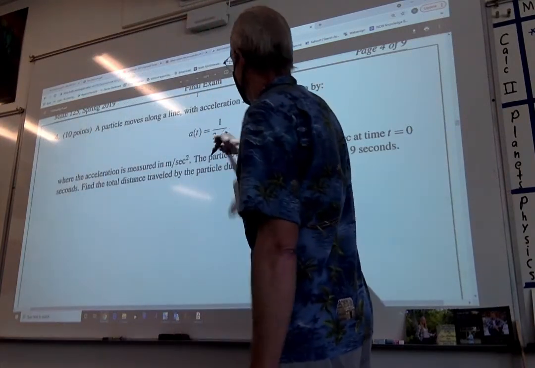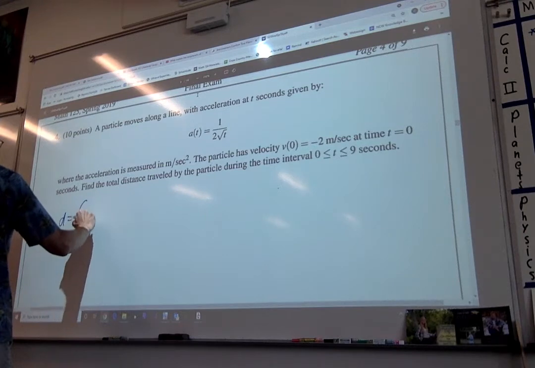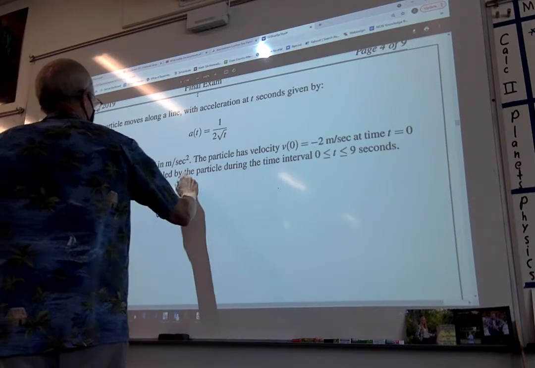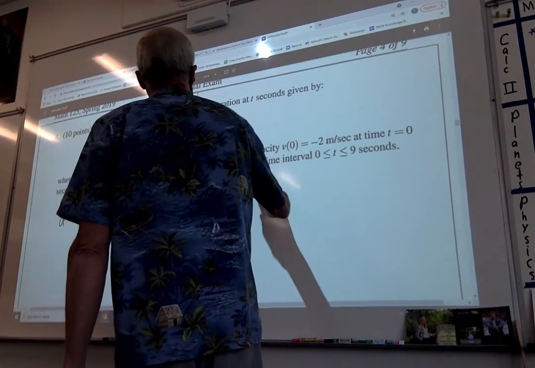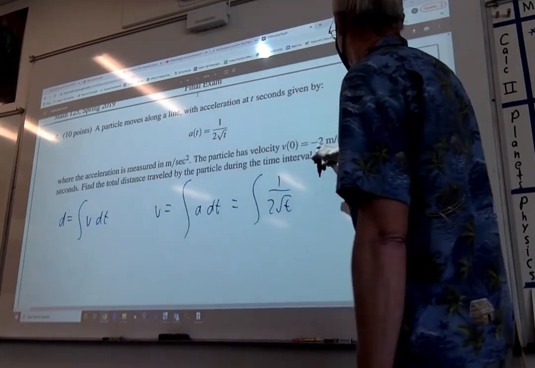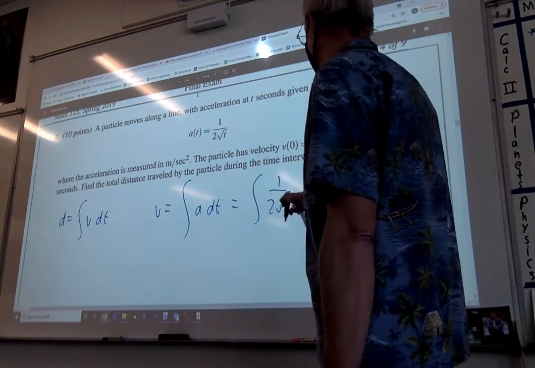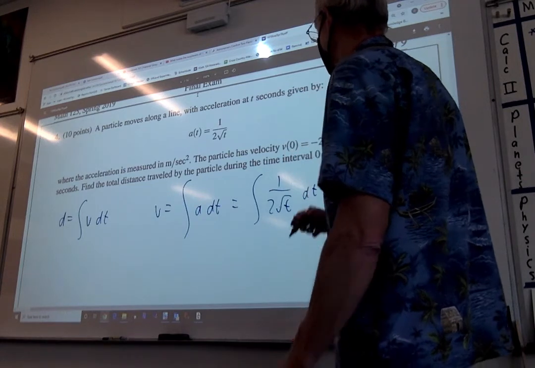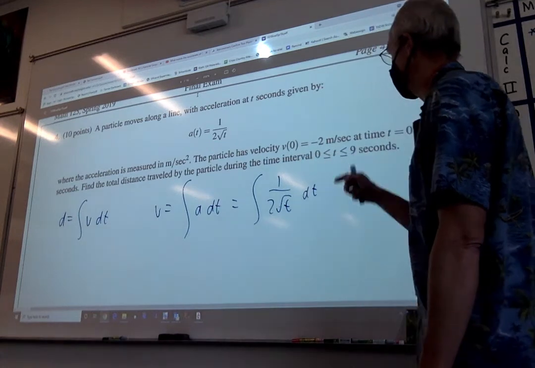Here's acceleration. So again, the distance is the integral of the velocity. We got to find the velocity. The velocity is the integral of the acceleration, which is the integral of 1 over 2 root t. They tell you v of 0 is negative 2. So when you set time equals 0, negative 2, you get the c, when you get your plus c. Go from 0 to 9.